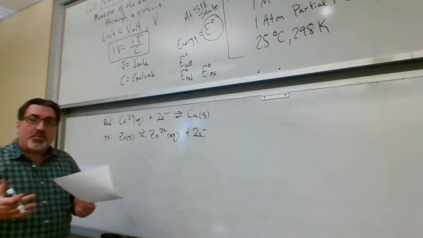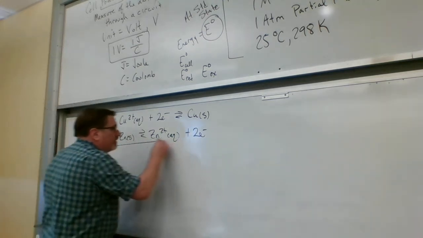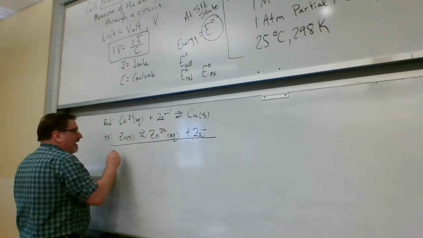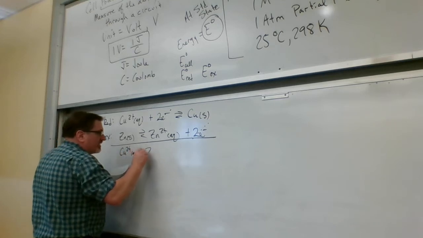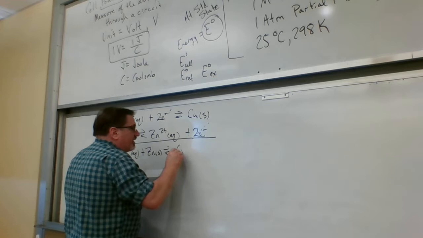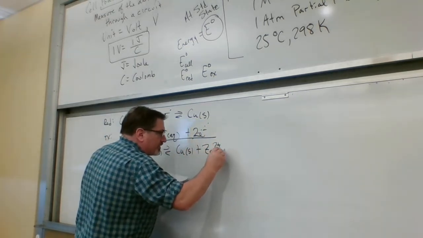So we got to the point where we had our balanced half reactions. We added them up after canceling the electrons out. So we had Cu2+ plus Zn as a solid, making Cu as a solid plus Zn2+ aqueous.